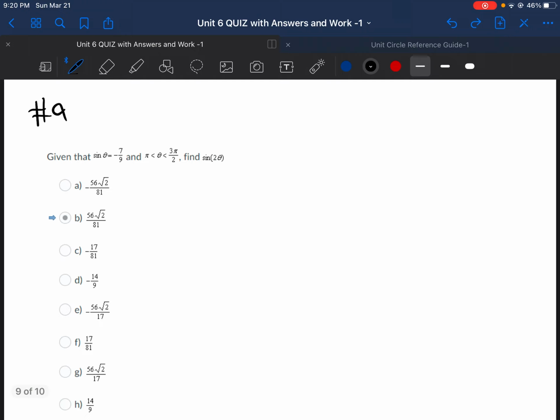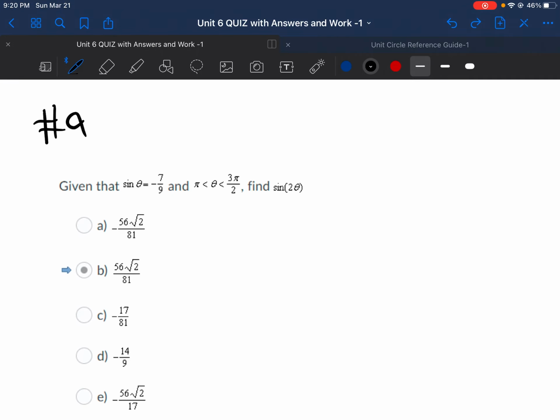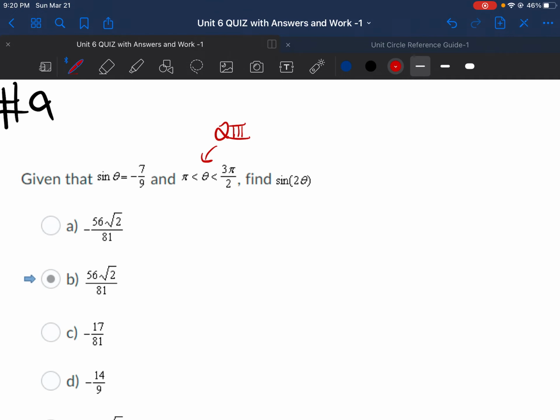Okay, so almost done. 2 more problems to go, one of them being the free response. Here's another triangle setup problem. This time it's going to be a double angle, sine of 2 theta. But here, sine of theta is -7/9, and theta is between pi and 3 pi over 2. Between pi and 3 pi over 2, by the way, is quadrant 3. Okay, so let's set up a quadrant 3 triangle.